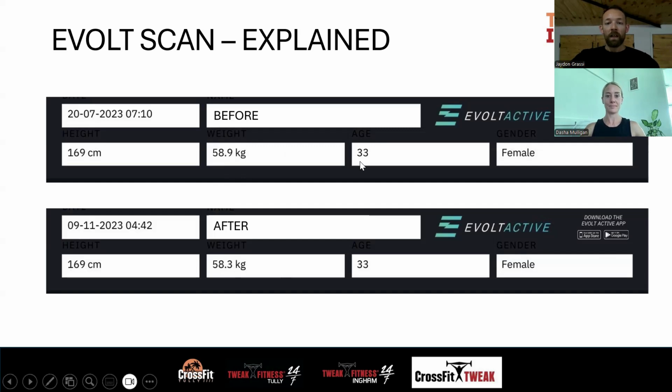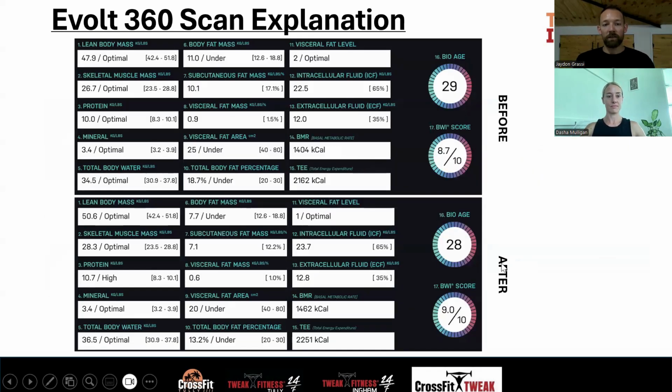All right. So if we look onto the next slide, guys, now don't get overwhelmed. This looks like a lot of information, but basically it's just 2 snippets from a before scan and an after scan. So we're looking at exactly the same information. Here in the before scan, it's just a section, and here is the section of the after scan. Okay. All right. So let's jump in and have a look straight up at lean body mass, Dasha.